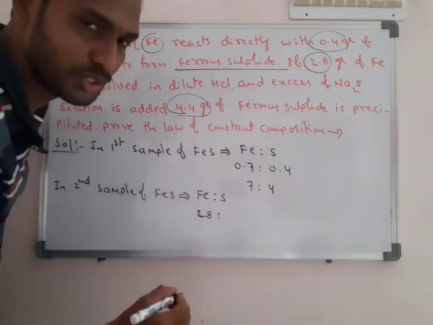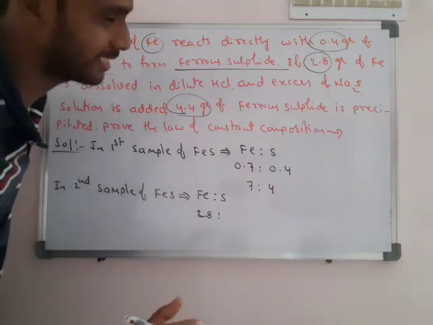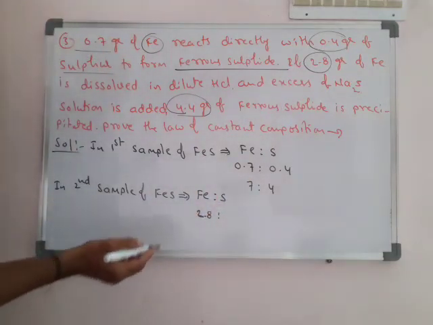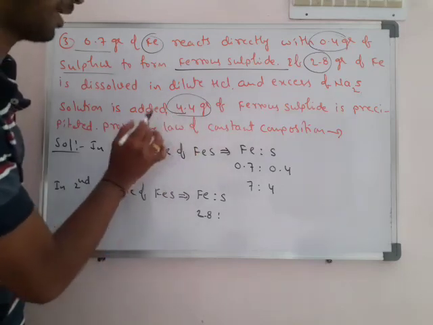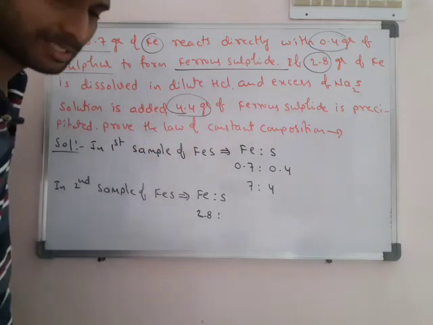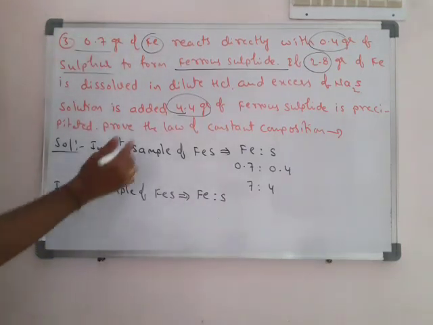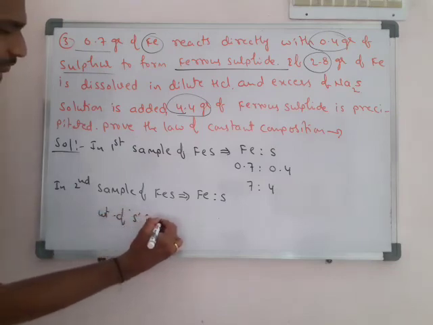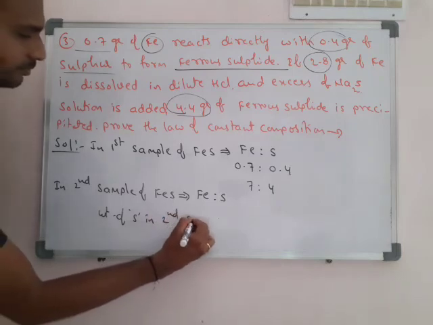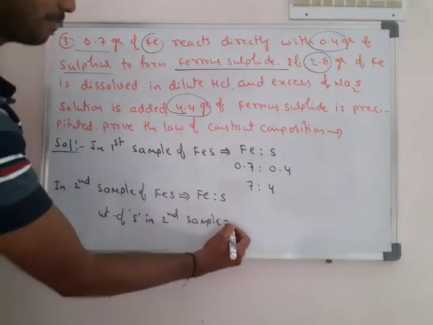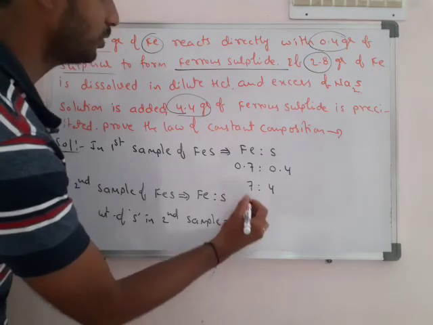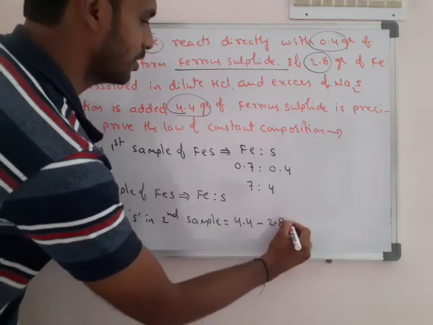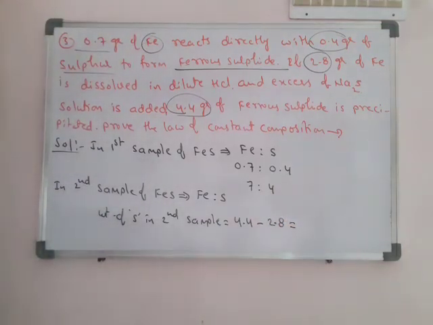They started the preparation of ferrous sulfide by taking the initial amount of 2.8 grams of iron. Next, what about the sulfur? How do we get the sulfur amount here? The total ferrous sulfide is 4.4, and the iron is 2.8. So we know the iron amount but we don't know the sulfur. So the weight of sulfur in the second sample is the total weight 4.4 minus the iron 2.8, which is approximately 1.6.